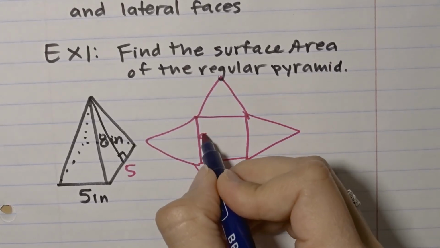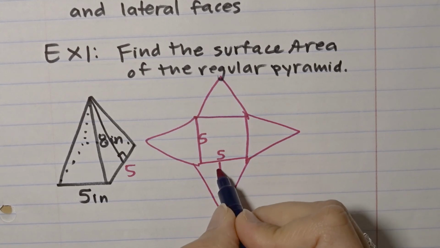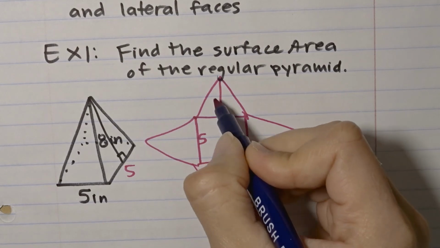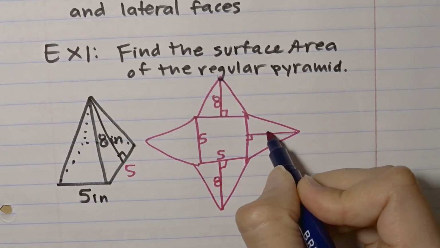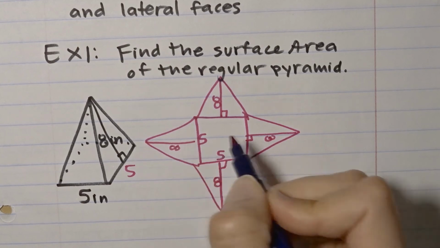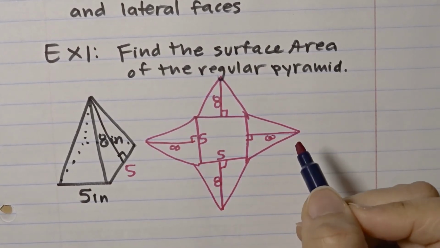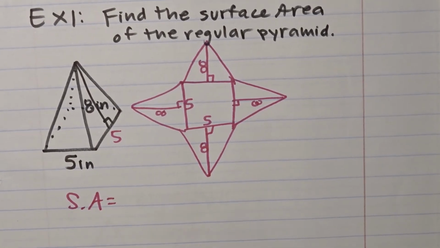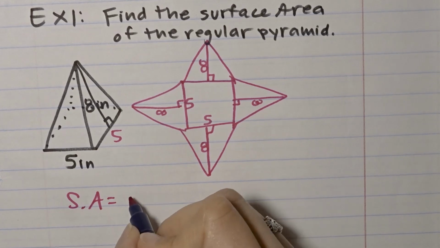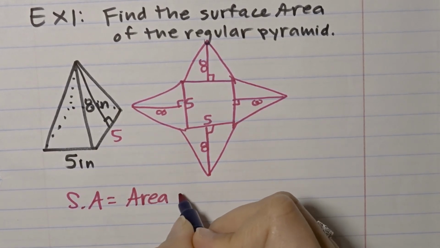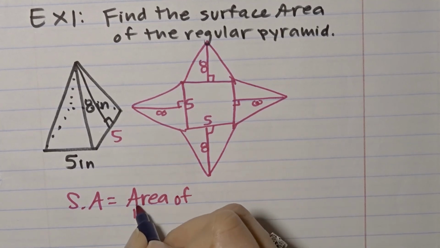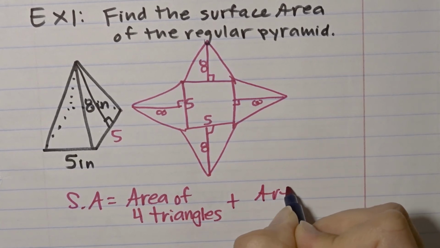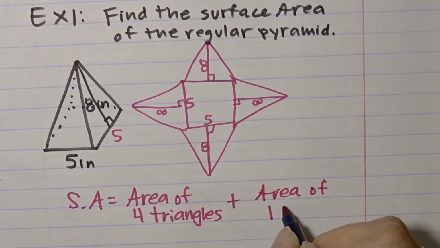And the base we know is 5 by 5. And then we know that this height here is 8, which is the same as all of these. Now we don't need to do all of them because we're just going to end up multiplying them by 4 because there's 4 of them. So the surface area is going to be equal to the area of 4 triangles plus the area of 1 square.